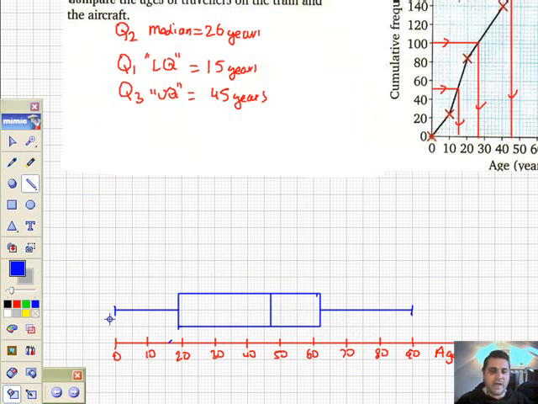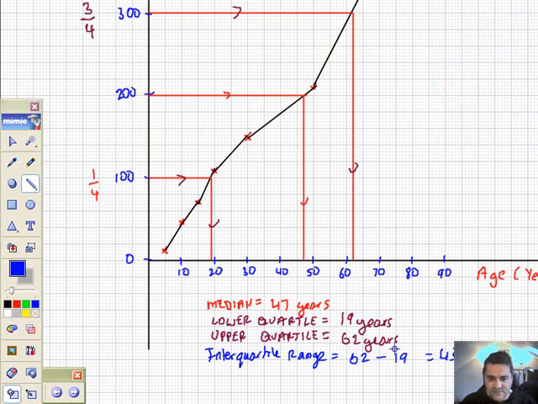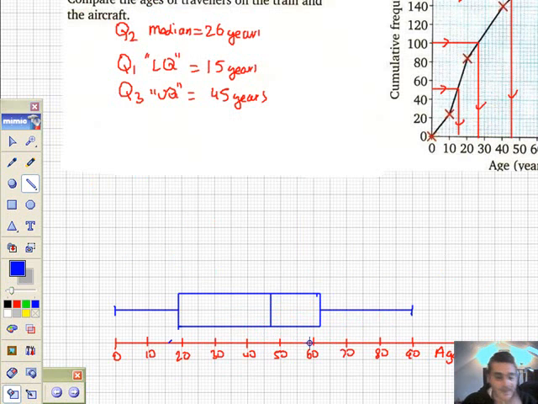So again, age range 0 to 90. 90 take away 0, range of 90. Overall spread. IQR, 62 take away the 19, I think it was. That gives us an IQR of 43, and the median is 47 years. So that's going to be the train figures. So if I put train there, that'll be fine.